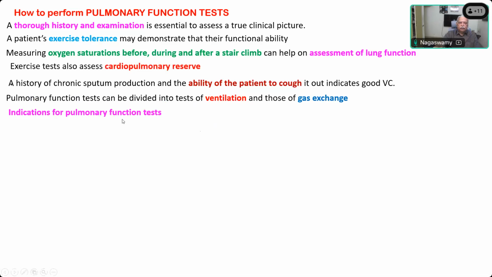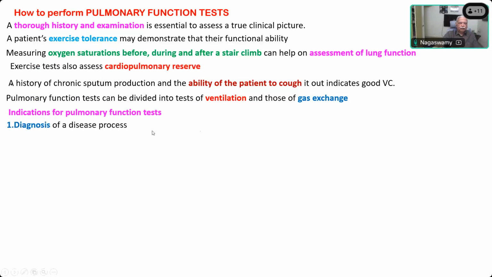And what are the indications for pulmonary function tests? This you should be able to answer. What are the indications? When will you refer a patient to have the PFTs done? Lung reduction surgeries. Preoperative assessment of thoracic or lung disease patient. Very good. So, diagnosis of the disease process.